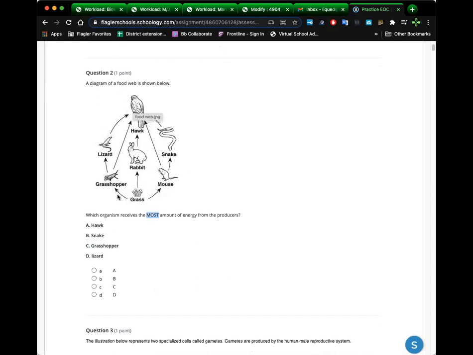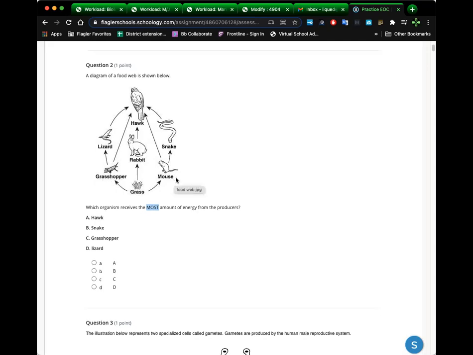Okay, and that's because of the 10% rule. 10% of the energy from each trophic level goes to the next. So the grasshopper, the rabbit, the mouse, they get 10% of the energy from the grass, and then the lizard gets 10% of that, and that 10%. So higher up, there's less energy available.